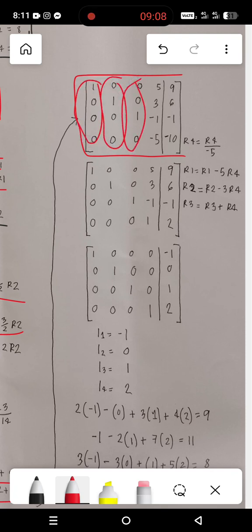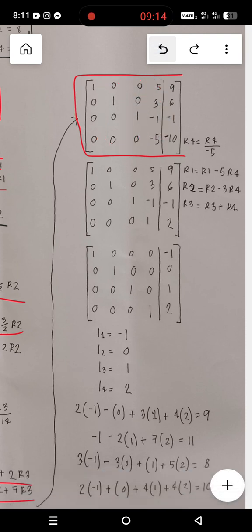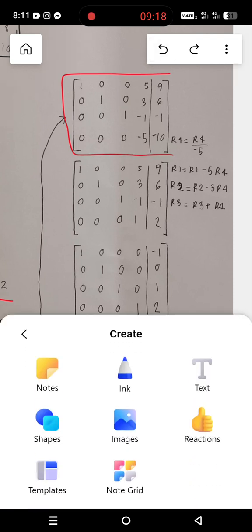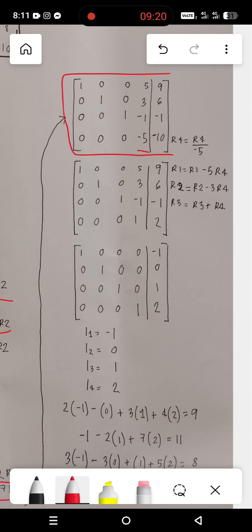And there is still this one, and we need to work on that. And we need to turn this value, which is the negative 5, into 1. And the remaining values, aside from negative 5, we need to turn into 0. So first, let's work on negative 5 and turn it into 1. That means that all values in row 4 or R4 must be divided by negative 5.